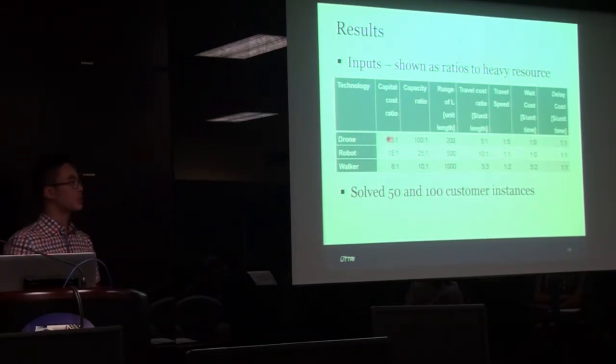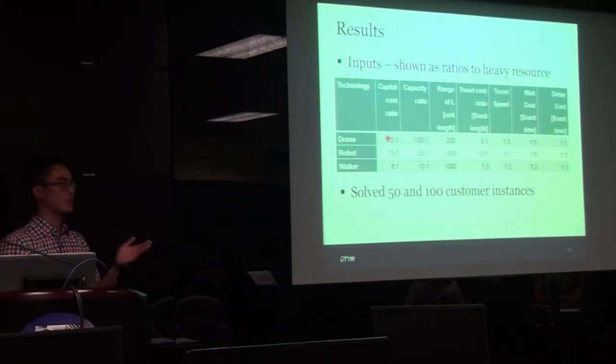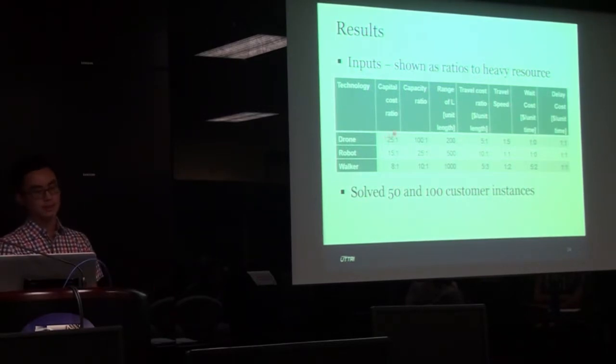And so that seems like a reasonable number to us, and based on some quick Google searches of how much commercial drones cost, these are the factors that we settled on. And we assumed that the capacity of a drone is 100 to 1. So if a truck has 100 capacity, the drone has 1.